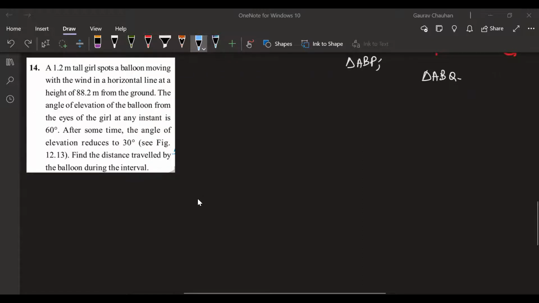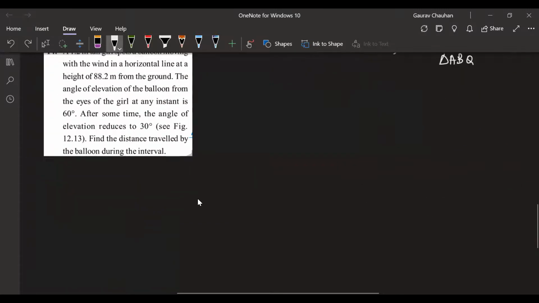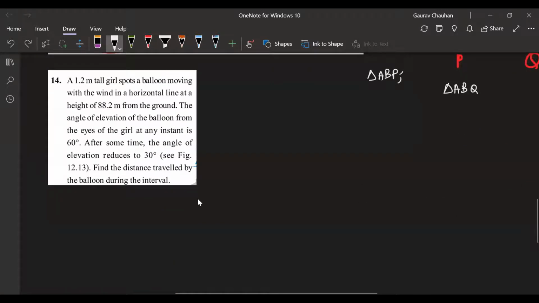Question number 14. A 1.2 meter tall girl. So there is a girl. She has a height. Oh, this one, the diagram they have also given. So if they have given the diagram, we can use it. But let's try to draw it without seeing the diagram. There's a girl, and she has a height. The girl's height is 1.2 meter. Let AB be the girl. Her height is 1.2 meter.